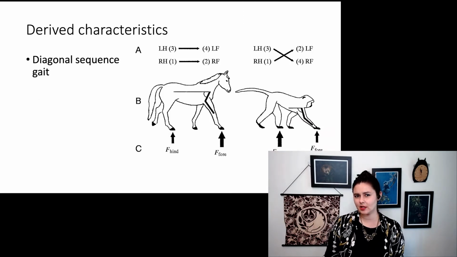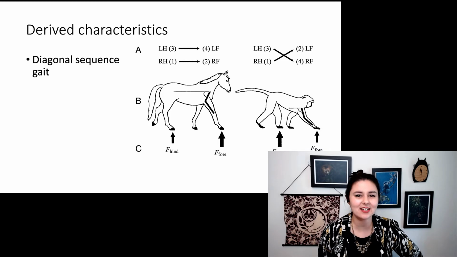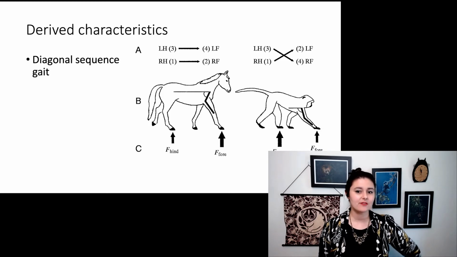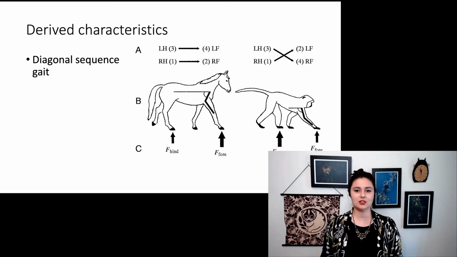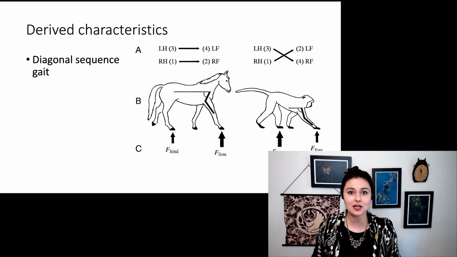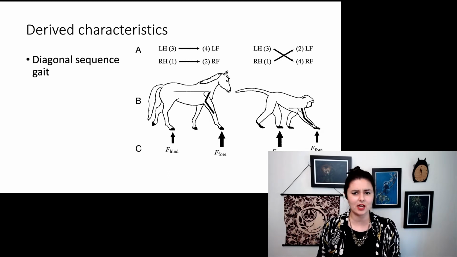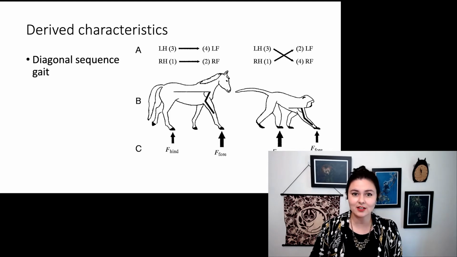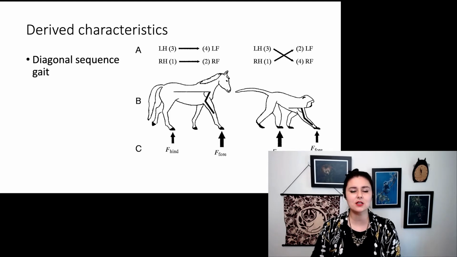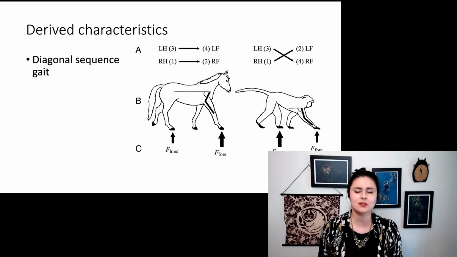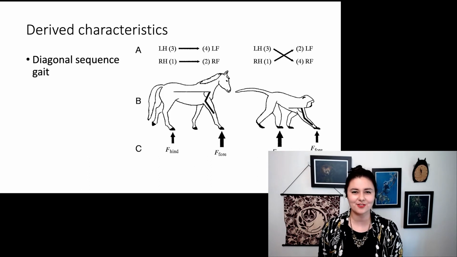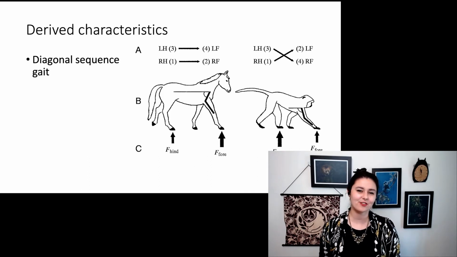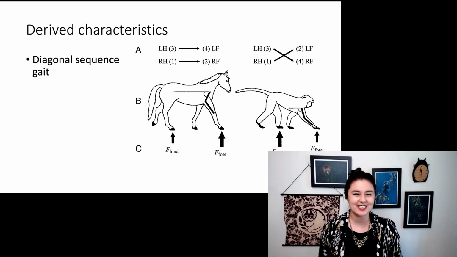Another interesting one is we have something called a diagonal sequence gait. You watch horses run, they actually have their right side of their body moved, then their left side. We go right, left, left, right. So we have a diagonal sequence in all different primates. Again, humans are a little bit different since we're walking on 2 legs instead of 4, but every other primate has this diagonal sequence gait.